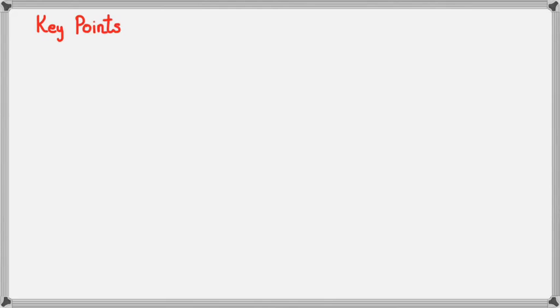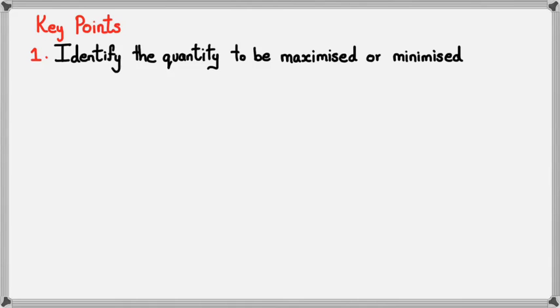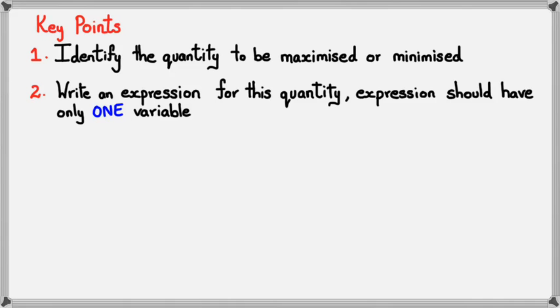So there are some key ideas. The first one is identify the quantity to be maximized or minimized. In the majority of calculus problems, you'll be working with things like volume or surface area, just to get you started. The second point is write an expression for this quantity, and the expression should only have one variable. This is really important because when you want to differentiate this function, you have to have just one variable. Again, it'll make sense when I go through the example.